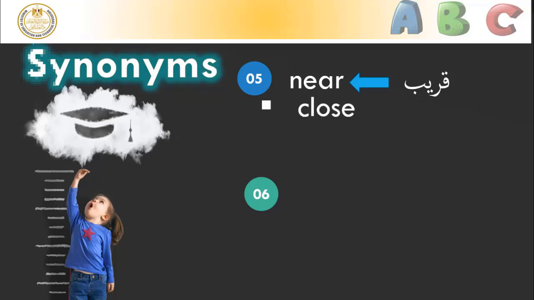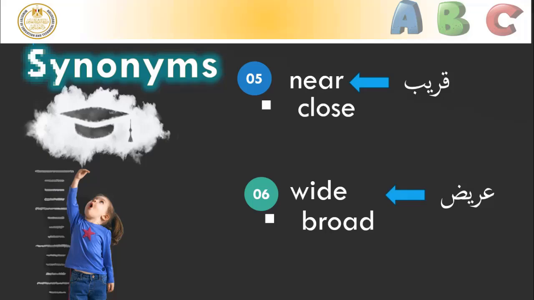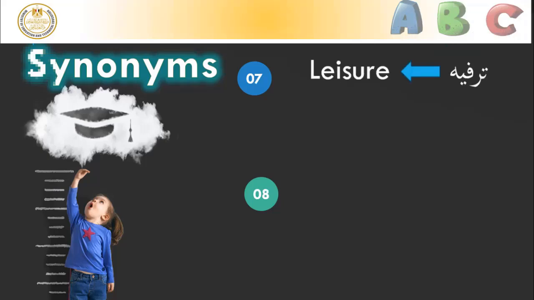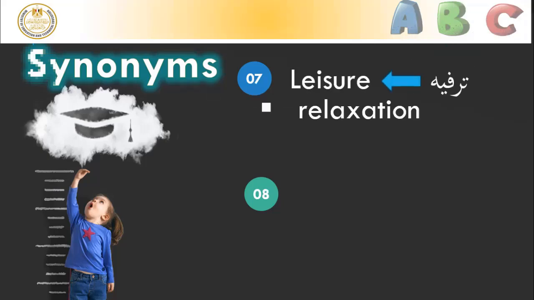Near. It is close. There is a shop near here. It means there is a shop that is close to our house. For example, near is meaning close. Wide, broad. Leisure, relaxation. Leisure means relaxation.